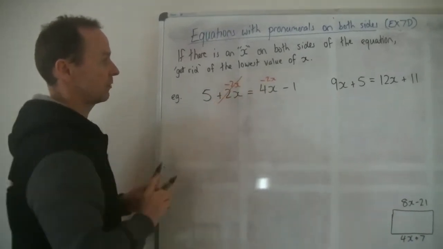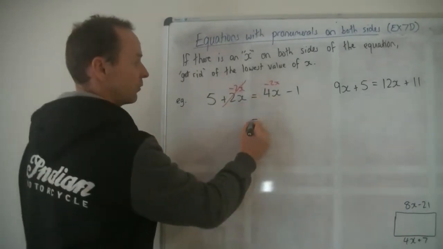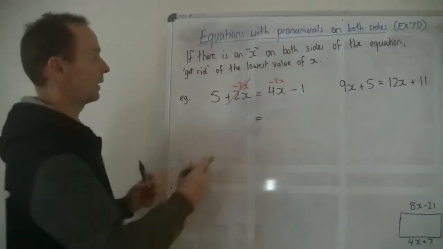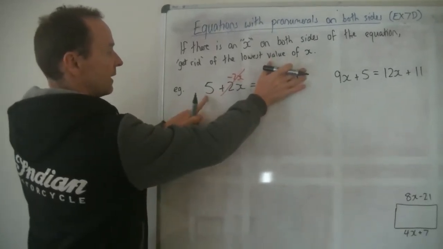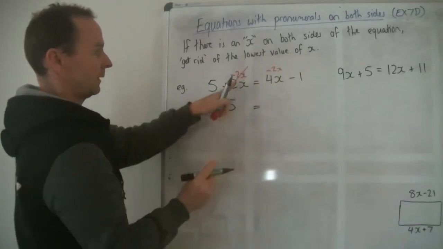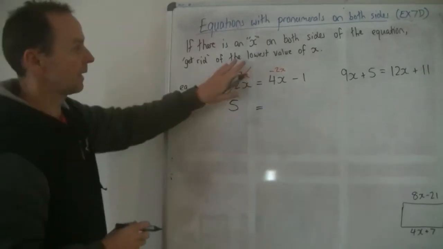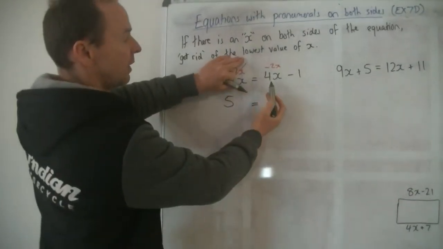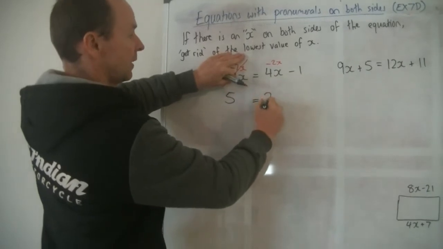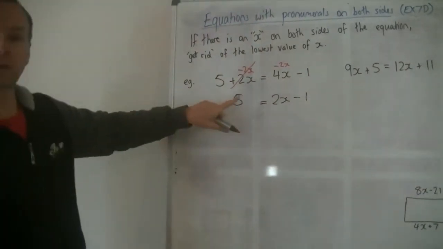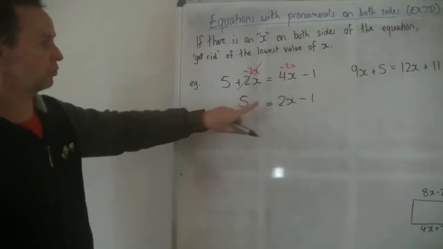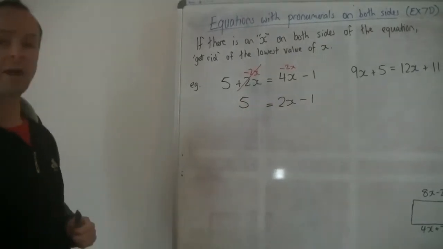Now watch what happens. Those two cancel. Put the equal sign, like always, directly below it. So on the left-hand side, we just forget about the right-hand side. On the left-hand side, we've just got a 5, because the 2x is cancelled. And now look at the right-hand side. We've got 4x minus 2x, which is 2x, and we've got a negative 1. So now we've got one of those basic two-step equations. We've got 2x minus 1 equals 5.